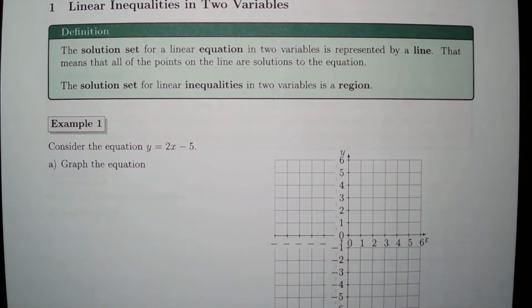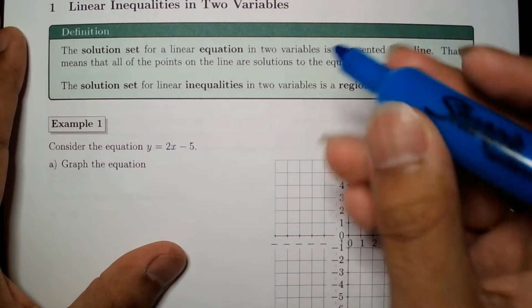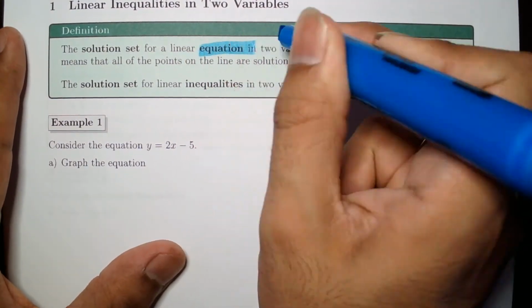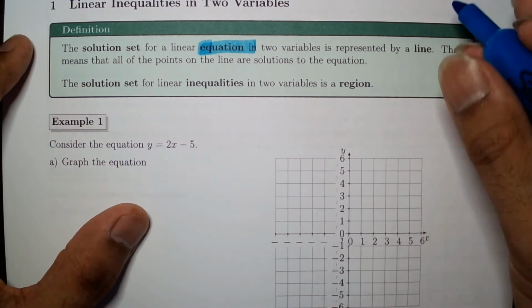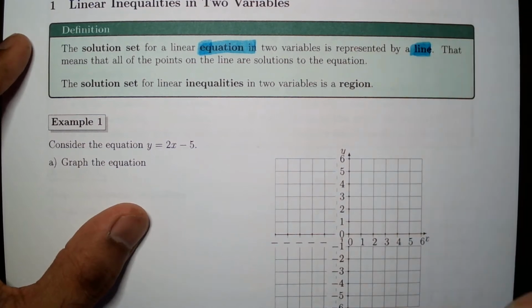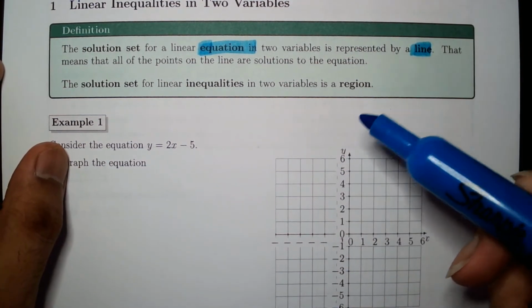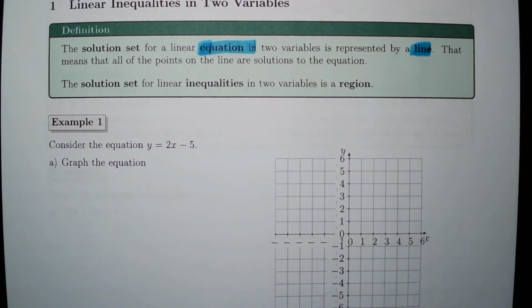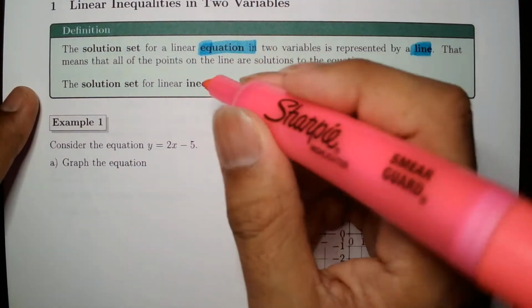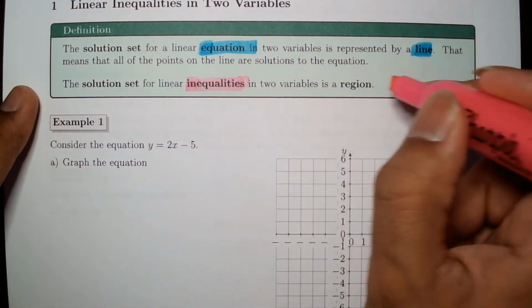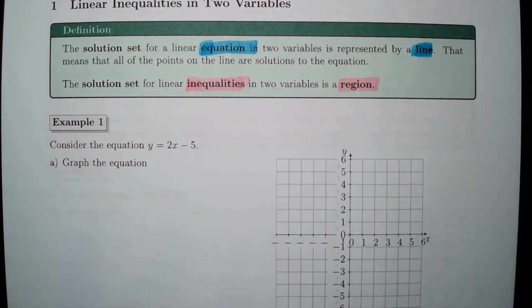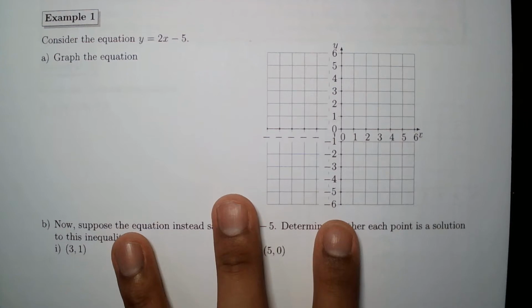Alright, so let's make a distinction between what an equation is and what an inequality is. An equation has a solution that is represented by a single ordered pair, and it's represented by a line. All the points that lie on the line are solutions to a given equation, as opposed to an inequality. For an inequality, the solution is a region in this case. Let's see what the difference is between the two.